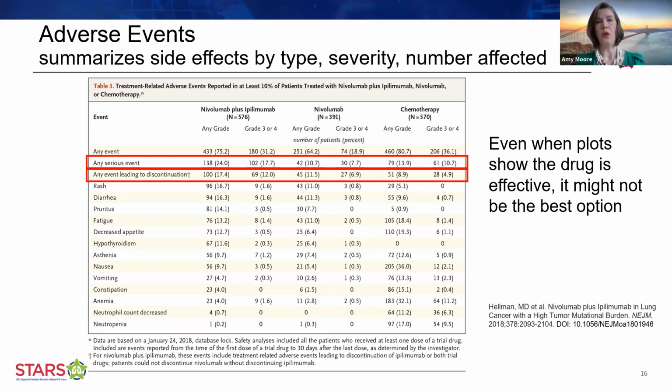Also, if we look below, we see any adverse event leading to discontinuation. That means patients had such a serious event that they can no longer continue on the trial. Again, we see that the combination appears to lead to more of those types of events than the standard of treatment. So you need to look at all these different pieces to make a good determination about whether an intervention is effective and at what cost it may come to patients. So adverse events are important. Next slide.